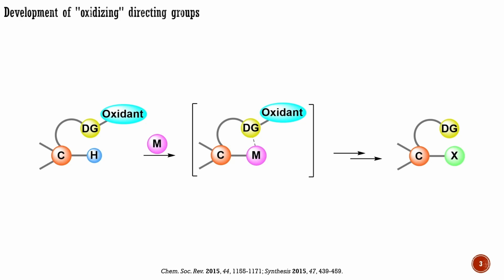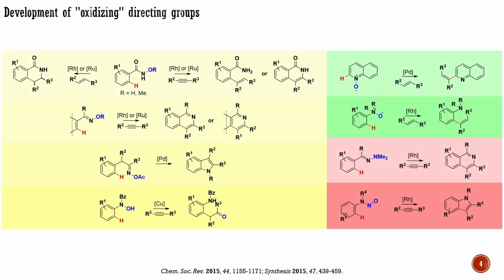An interesting solution to this issue was recently developed and is based on the application of directing groups possessing functionality that can act as an oxidant for the catalyst. The main representatives of oxidizing directing groups are presented here, with most of them based on derivatives of hydroxylamine, where the nitrogen-oxygen bond is responsible for the oxidation of the catalyst during the catalytic cycle. Additionally, it has been recently discovered that N-oxides and derivatives of hydrazine may also act as an oxidizing directing group.